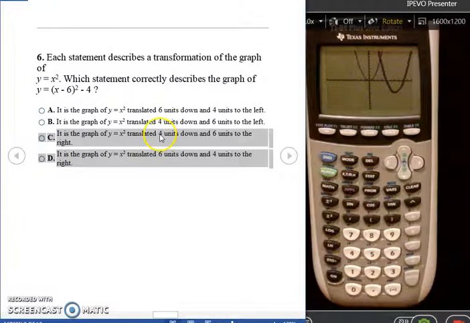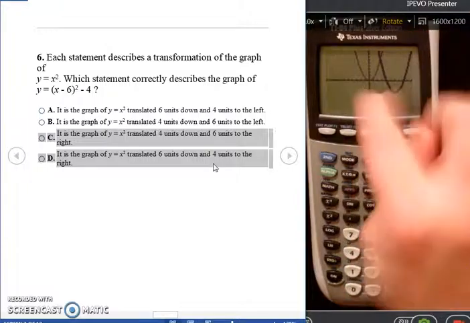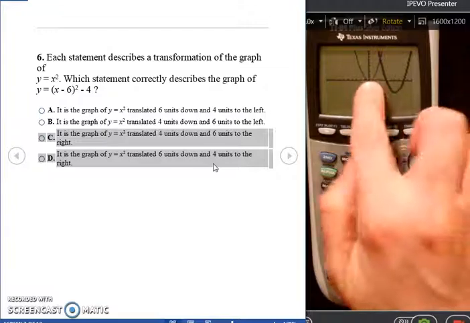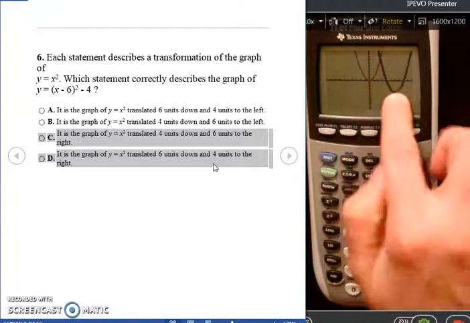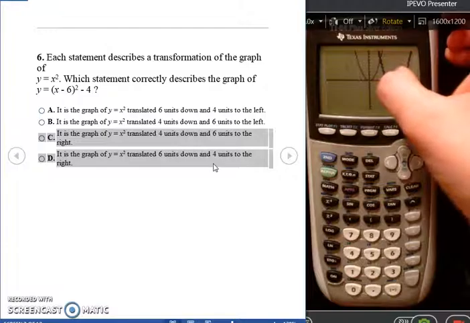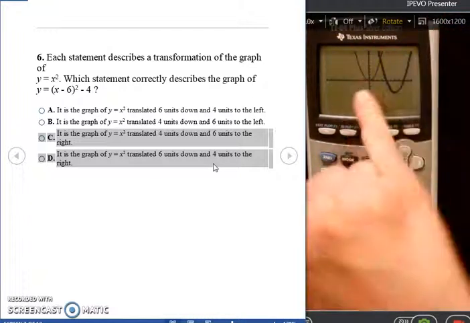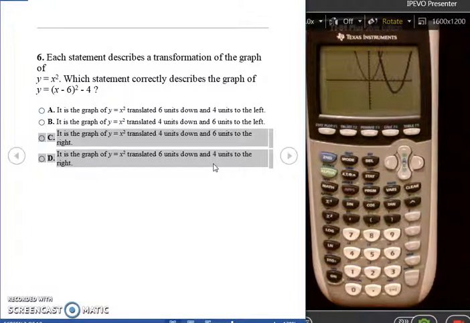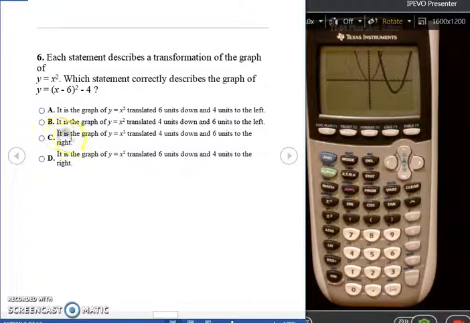To figure out whether it is 4 units down or 6 units down, you can look at it. Remember, since I use the zoom standard, each of these tick marks is going to be 1. So if I look at the vertex of the parabola to the vertex of the parabola and count them, it goes 1, 2, 3, 4, 5, 6, and then 1, 2, 3, 4 down. So I can just count them, so it's 6 to the right and 4 down. The one that says that is choice C.